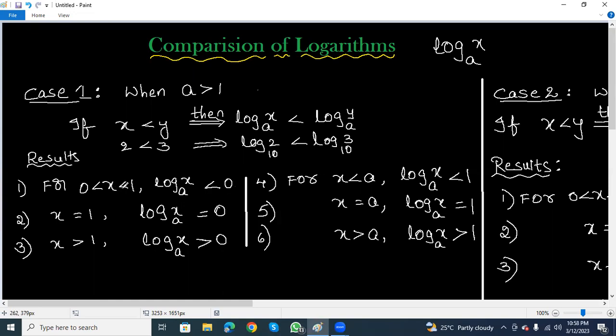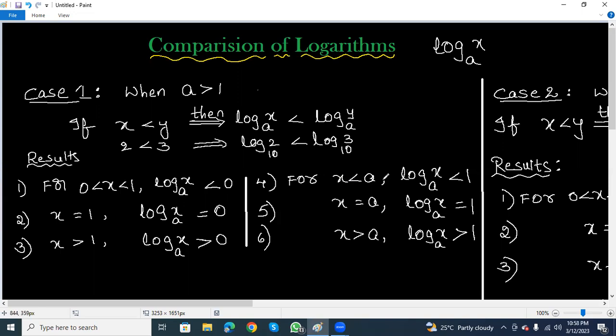For x less than 1, that means between 0 and 1, log x to the base a is less than 0. See, x less than 1 means log x is also less than 0. If x is equal to 1, log x is equal to 0. If x is greater than 1, log x is greater than 0. So simple, right?